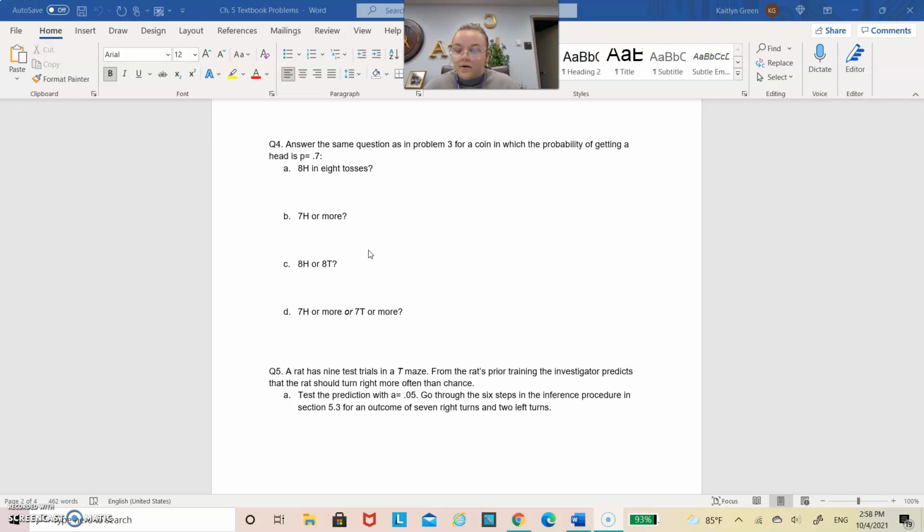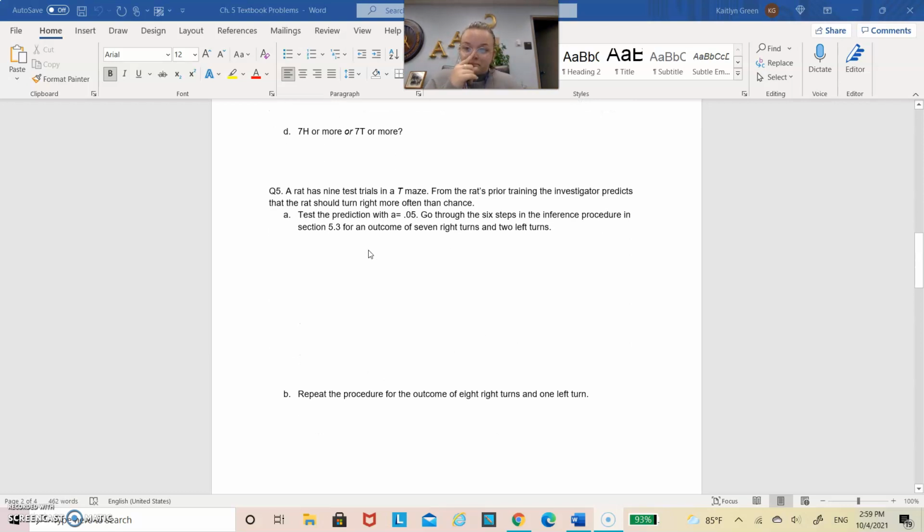Following that same setup for 8 heads or 8 tails, I got 0.0577, and then for 7 heads or more and 7 tails or more, I got 0.2566. And as you can see here, that is the same concept as the first one, however, we have to put 0.7 in the place of p.